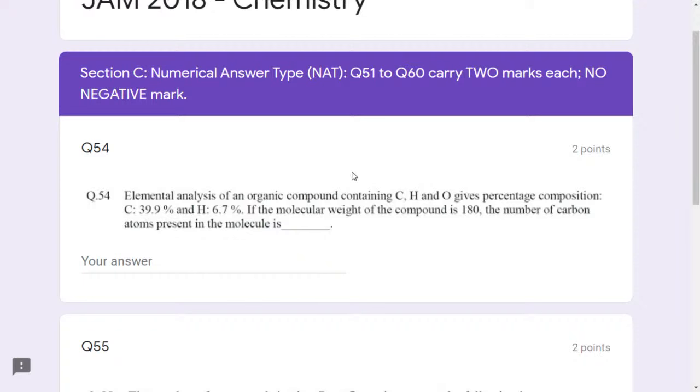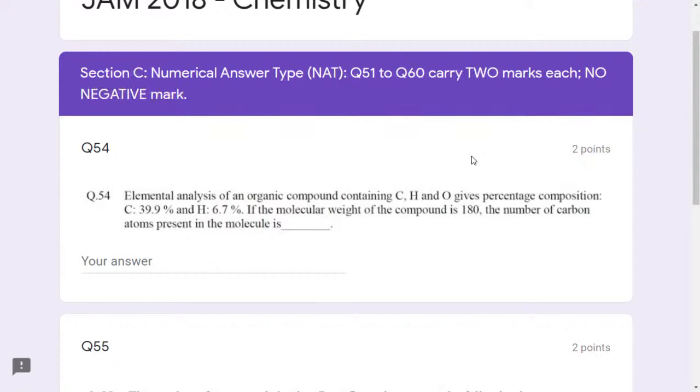What I will do is just cross multiplication. 100 is going to have 40, 180 is going to have how much? 180 into 40 by 100. The zeros cancel, 40 cancels, 18 into 4, how much is it? 72. Yes, 72. The molecular weight of carbon is 72.